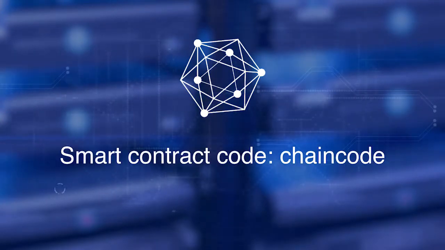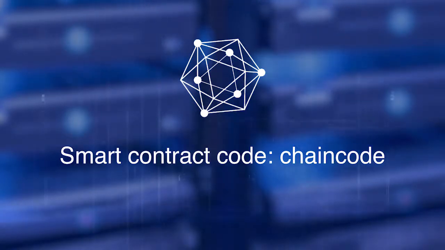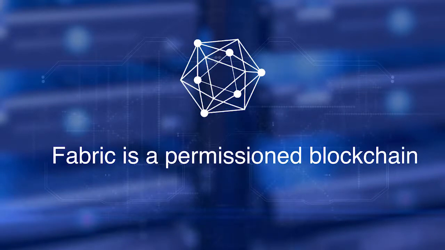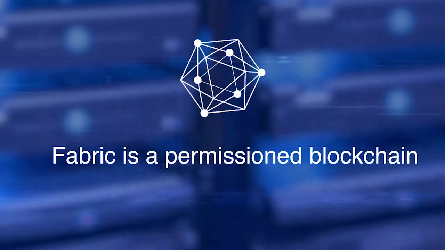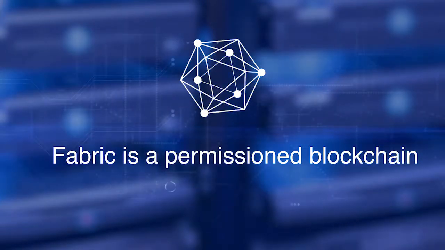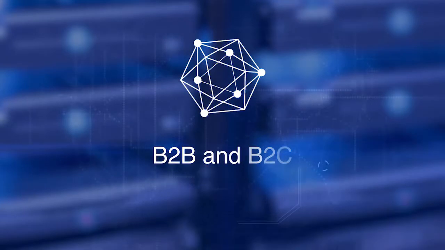An even more significant difference between Bitcoin and Hyperledger is that Fabric is a permissioned blockchain and unknown peers cannot join and leave the network as they wish. Hyperledger aims to architect solutions for business to business, business to customer, rather than any unknown, trustless, decentralized peers.